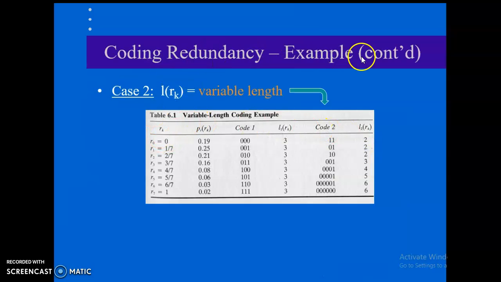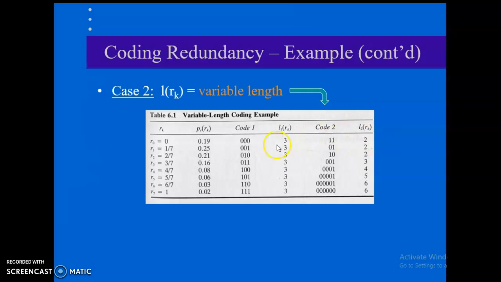Case 2, coding redundancy example continued: l of r_k equal to variable length. Table: variable length coding example, with r_k, p_r of r_k, code 1, l1 of r_k, code 2, and l2 of r_k. For r_0 equal to 0, p_r of r_k is 0.19, code 1 is 000, l1 of r_k is 3, code 2 is 11, and l2 of r_k is 2.